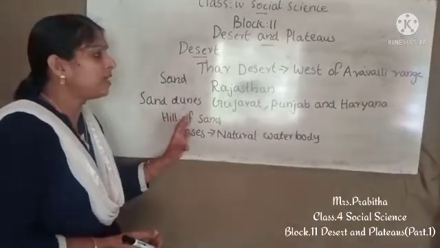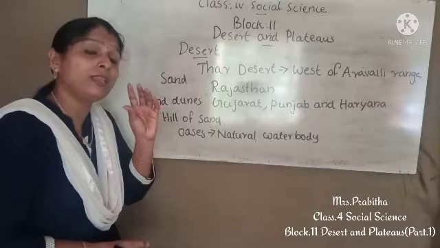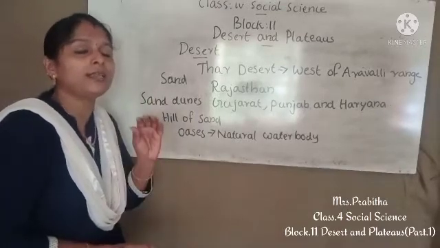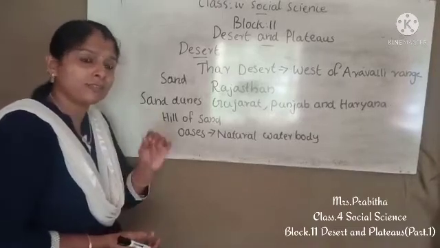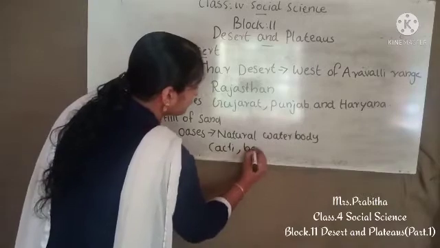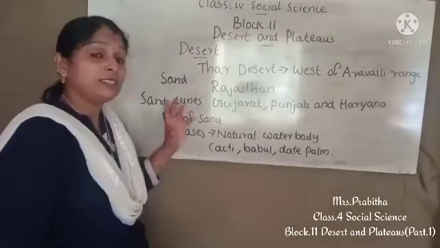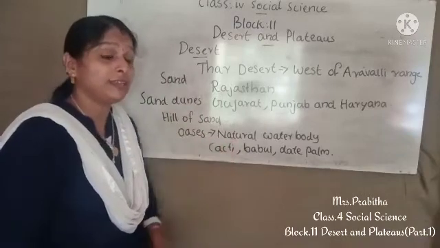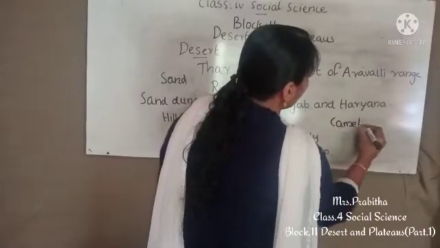Then which type of trees can grow here? Plants that can grow in less water. That kind of trees only can survive in the desert. So some of the trees like cacti, babul, then date palm. Which is the animal mainly found in desert? Yes, camel.